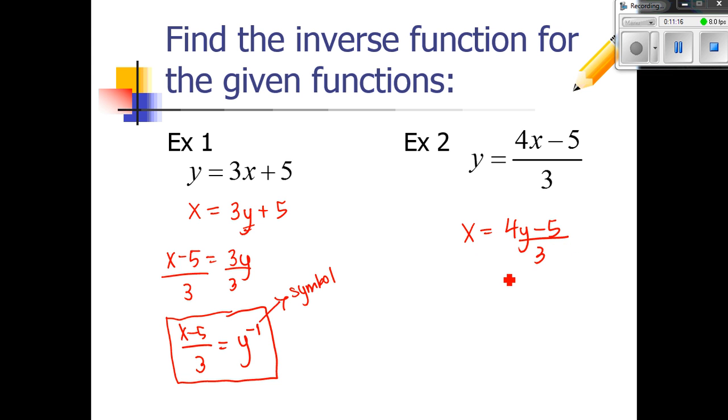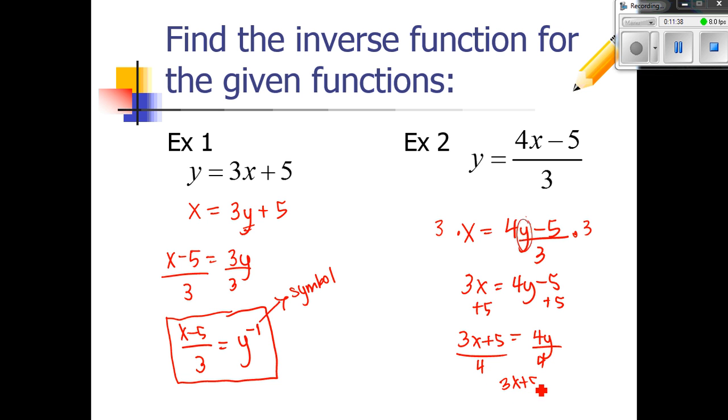Solve for y. So in order to get y alone, I'm going to have to multiply by 3, then add 5, and then divide by 4. And we divide everything by 4. So (3x plus 5) over 4 is equal to y to the negative 1. That would be our inverse.